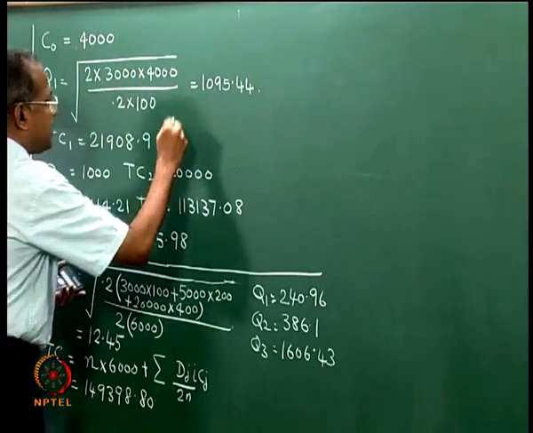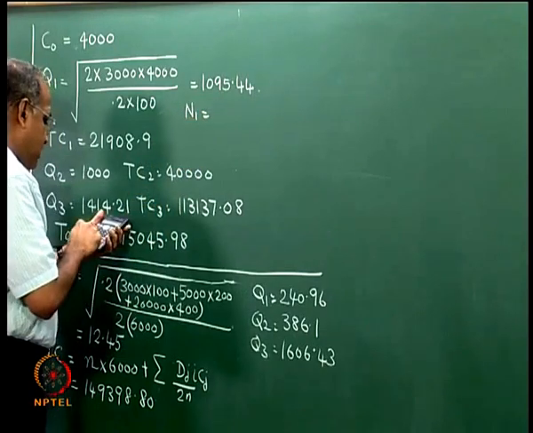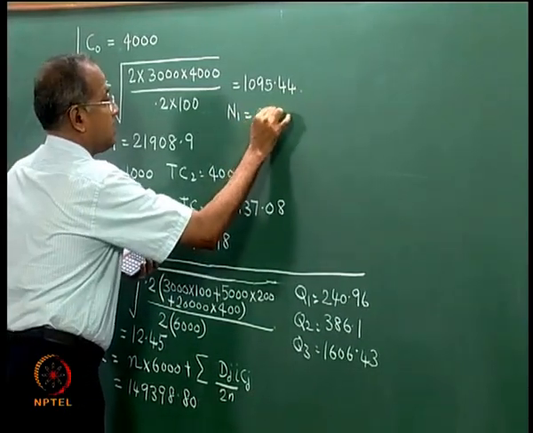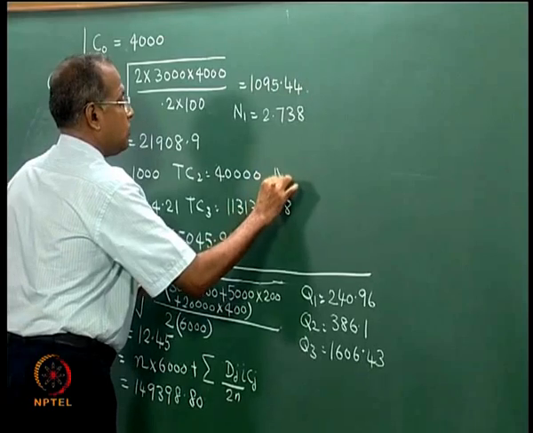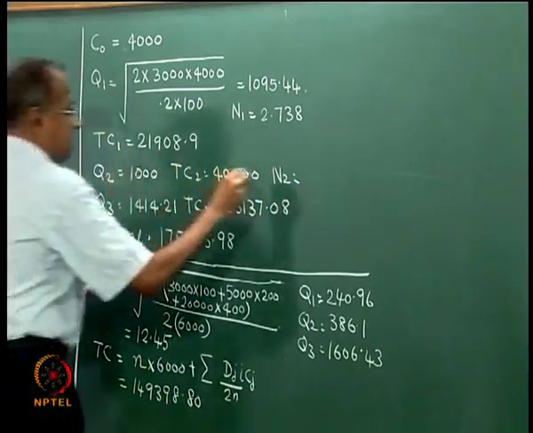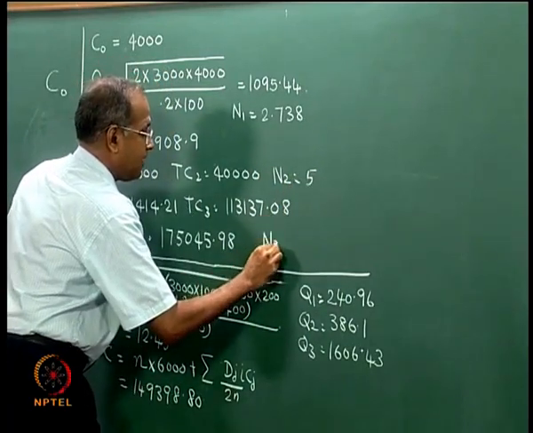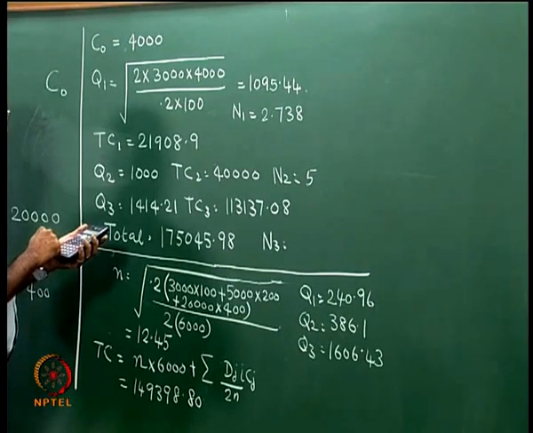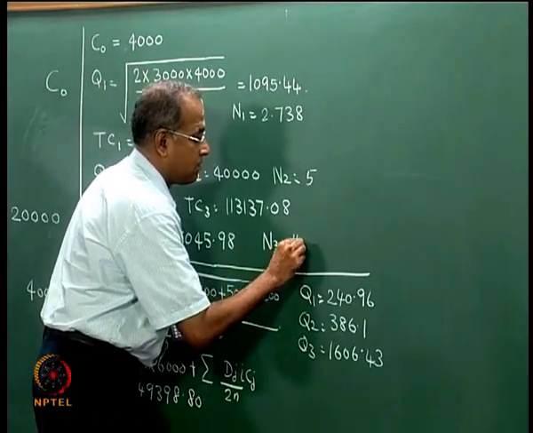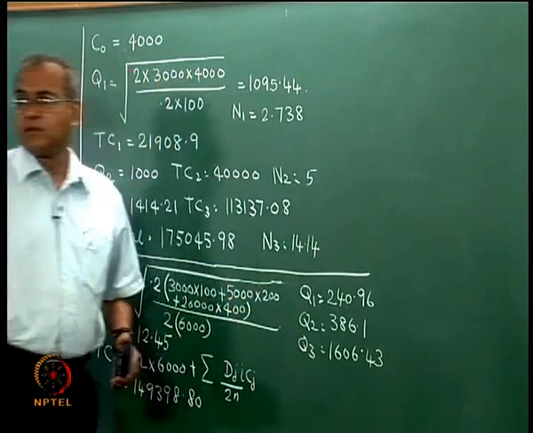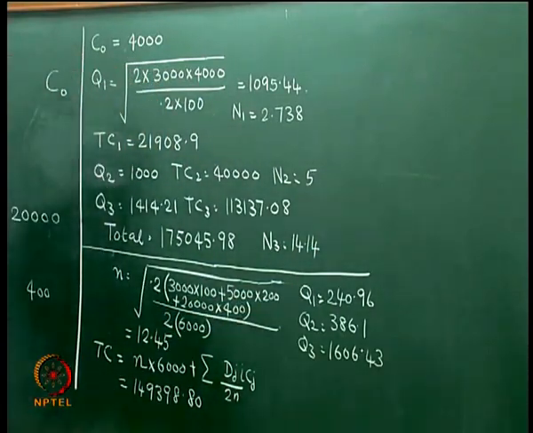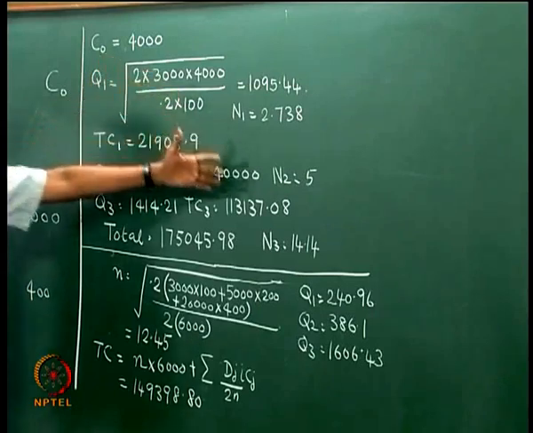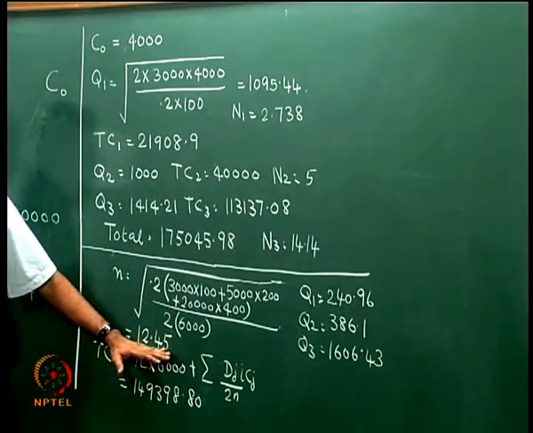Let us now calculate the number of orders for these values. So, N1 is 3000 divided by 1095.44, which is 2.738 orders. N2 is 5000 divided by 1000, which is 5 orders. And N3 is 20,000 divided by 1414.21, 14.14 orders. So, when we did not have this constraint, the number of orders was 2, 5 and 14, very large difference. When we combined, all of them now came to 12.45 orders.